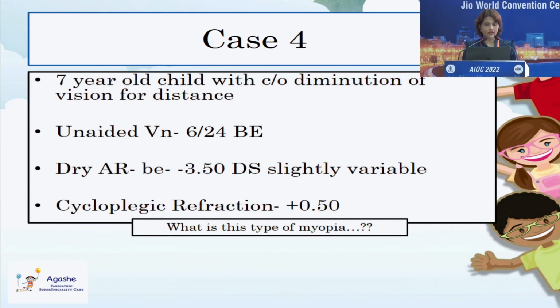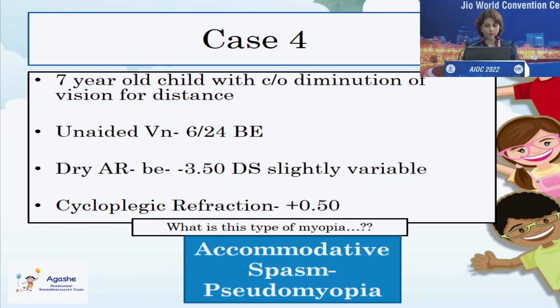Case number 4, any guesses? This is a case of accommodative spasm and there is no myopia. So there is no role of atropine drop. So just make sure that a cycloplegic refraction is done for every patient, at least in the first visit, before you label it as myopia and think of treating this child.